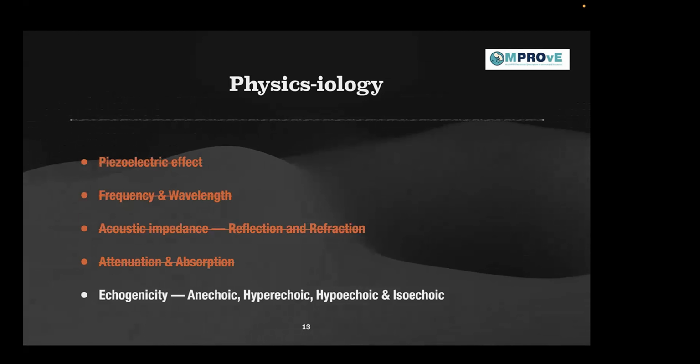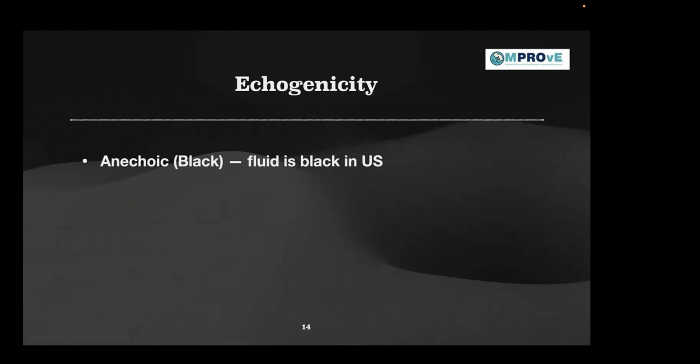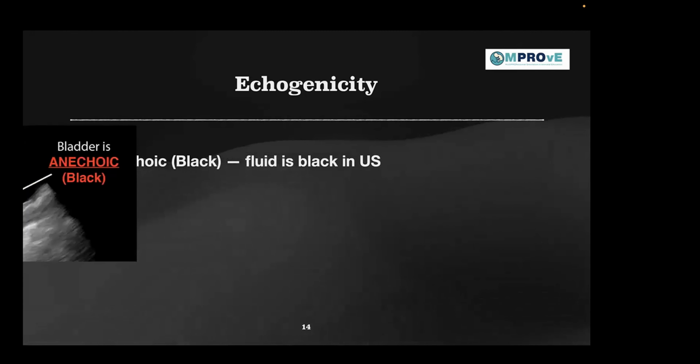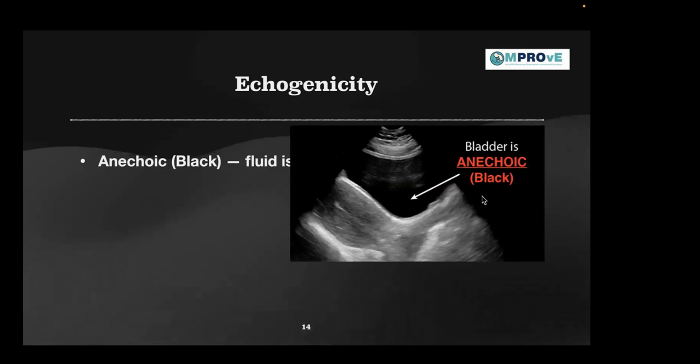And then we have echogenicity. So anechoic, just to go through the terminology, anechoic is black. So fluid is black in ultrasound. Anything that is fluid will appear black in the scanner. As is depicted here, this is a bladder and it is filled with fluid, urine. So it's anechoic and it's black in color.